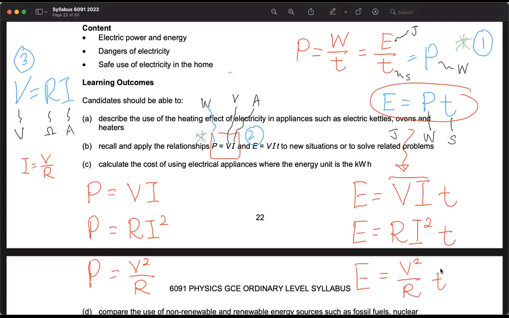Okay, so now that all of you are clear, can you type out the 6 formulas, the 3 power formulas and the 3 energy formulas, and type it out onto your chat and show it to me. Everybody, type out the 6 formulas and show it to me.